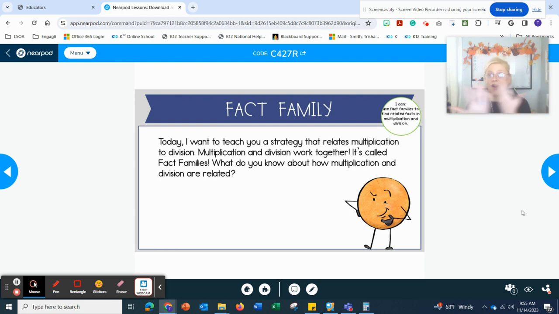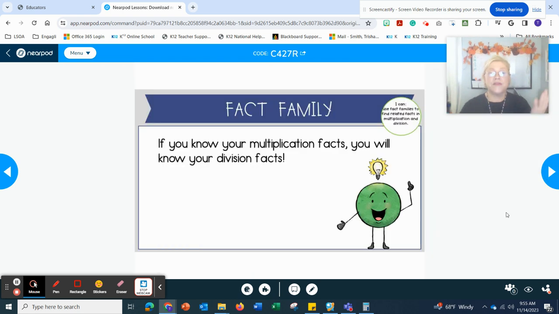But what do you know about it and how they're related? Multiplication and division, they're opposites of each other, correct? Just like addition and subtraction, they're opposites of each other. Multiplication is the opposite of division. Division is the opposite of multiplication. So if you know your multiplication facts, if you have the automaticity, you know your division facts. If you know your division facts, you know your multiplication facts.